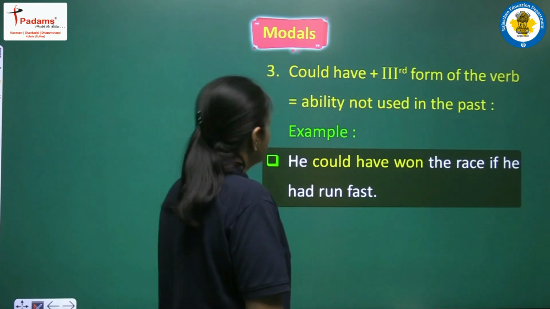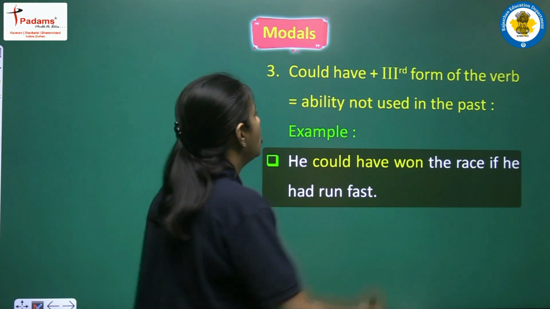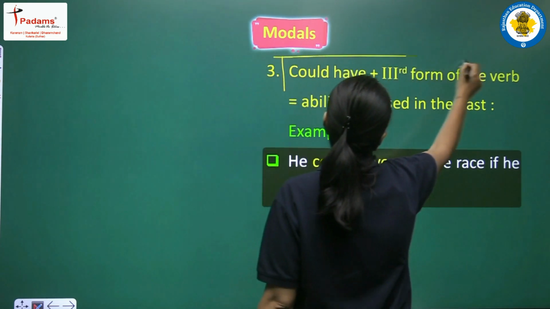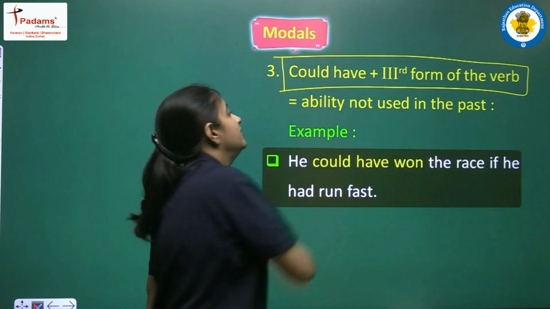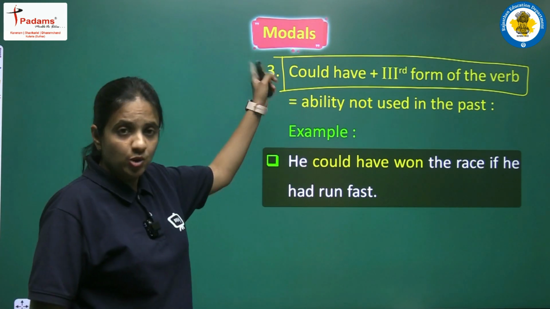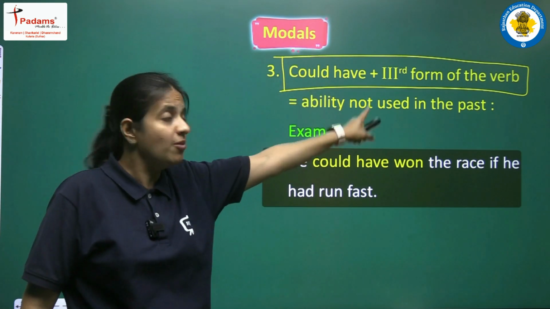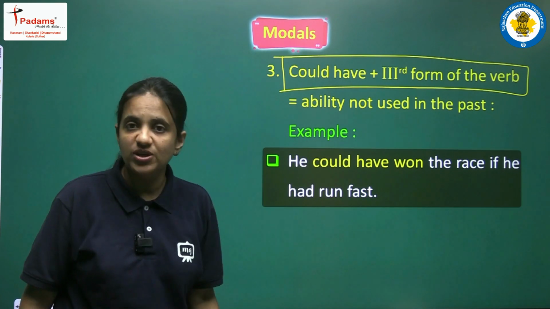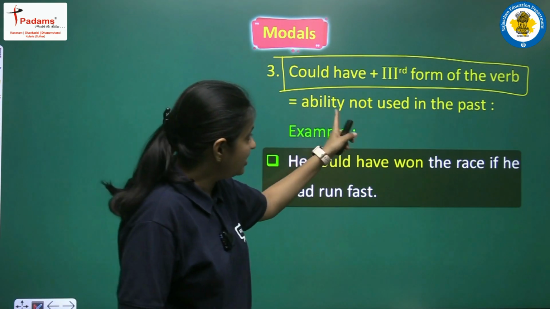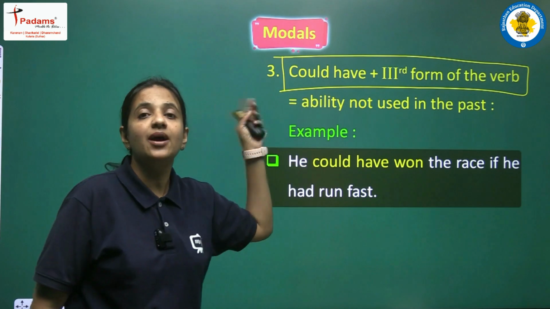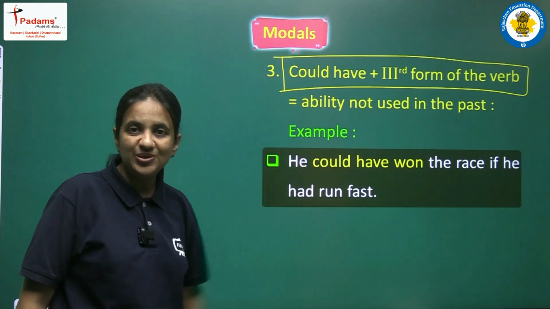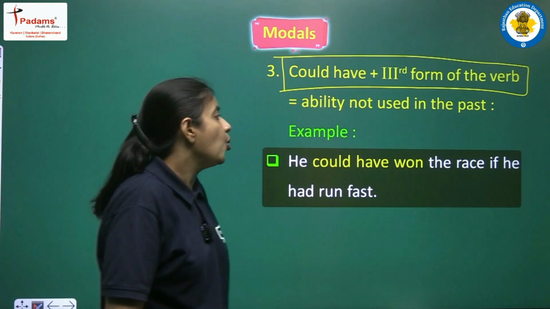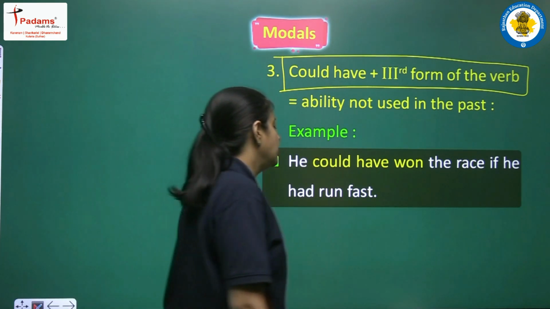Next, another use of could. So let's see. Could have plus third form of the verb. Again we are having one structure here, that if in a sentence we are having could have plus third form of the verb, then what does it actually mean? Then it means ability that was not used in the past. So let's see the example to clear this thing. He could have won the race if he had run fast.